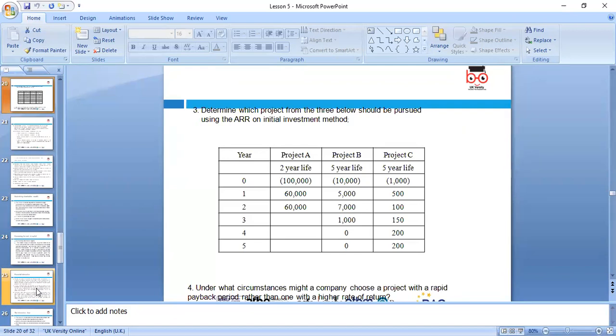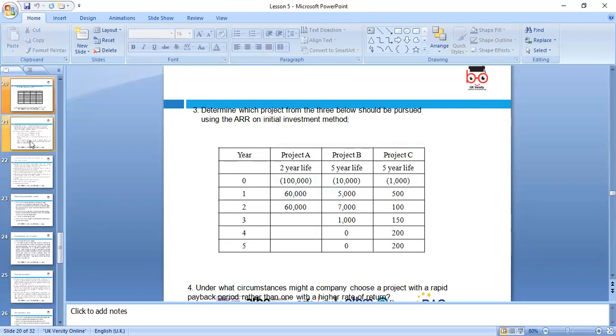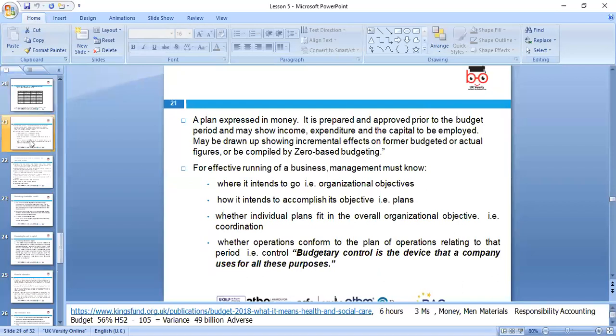And if you invest 100,000 and you're getting 120, it takes 1 year and a few months. So we need to look at and calculate the payback period for these. And these are the investment appraisal examples.